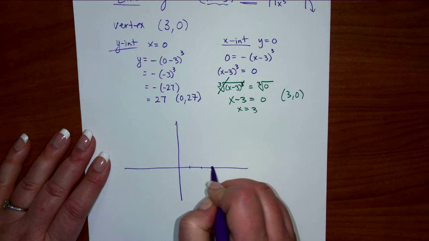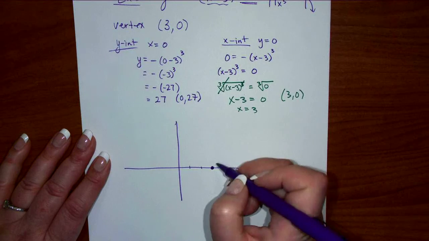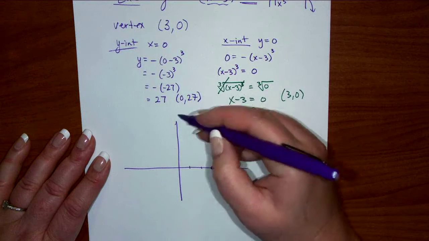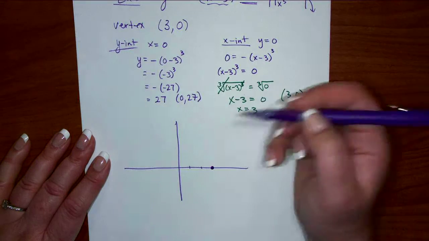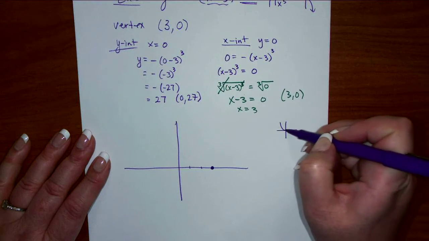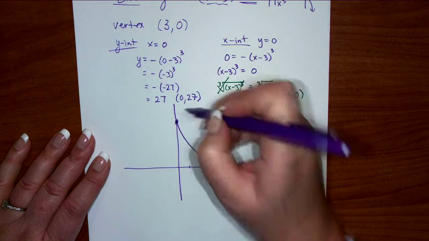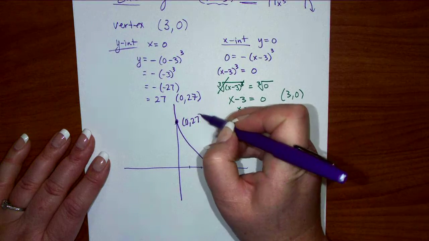And then the y-intercept is way up high on this axis. But remember, our graph is flipped, so does it make sense that it goes this way? Yes. I'm going to cross through. I'm just going to call that 0, 27. Whatever you do on that side, make it look similar on that side.